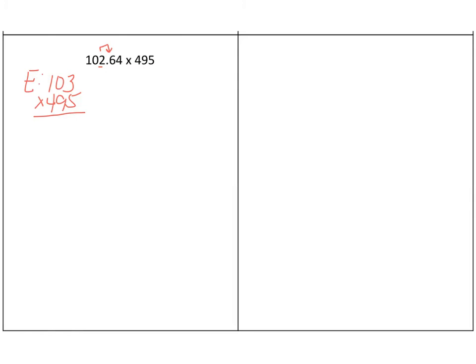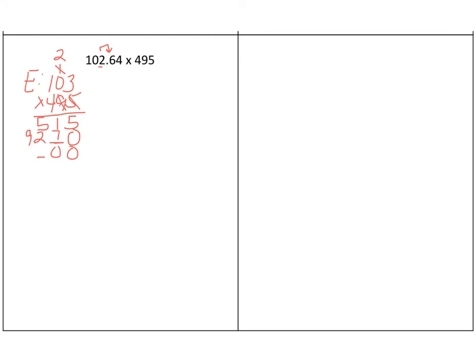5 times 3 is 15. Write the 5, carry the 1. 5 times 0 is 0, plus 1 is 1. 5 times 1 is 5. Notice everything lines up. Putting the 0 because I'm done in the 1s place. I'm starting in the 10s. 9 times 3, 27. Carry the 2. 9 times 0 is 0, plus 2 is 2. 9 times 1 is 9. All right, now I'm going to put 2 zeros because I'm done in the tens place. I've got to start in the hundreds.